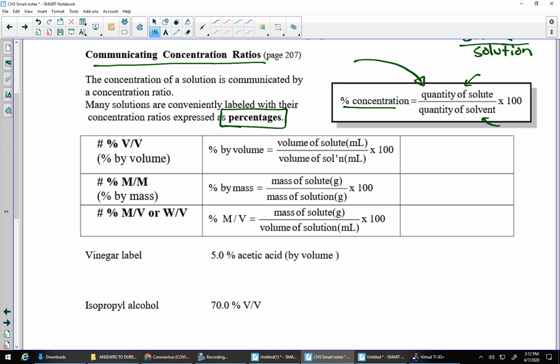Actually, we could even change this a little bit to make it more accurate: quantity of solution. So what part of the overall total solution? I've never really noticed that typo before.